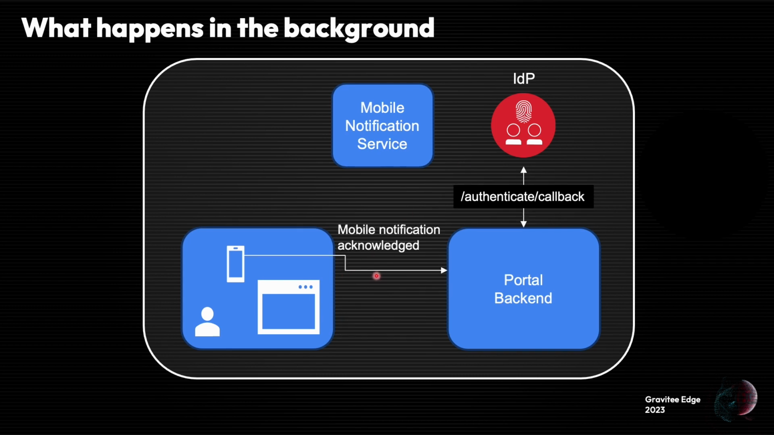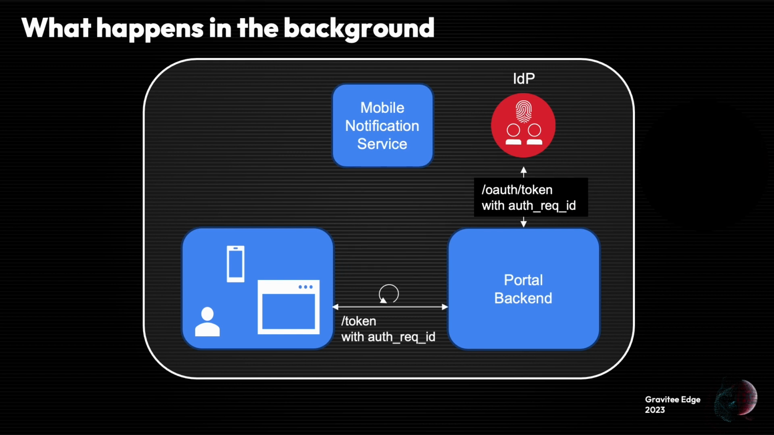So this time, when the user confirms the notification on mobile, the request goes to the portal backend. The portal backend, on receiving the acknowledgement, calls the authenticate callback endpoint on Gravitee with the TID and state in the request, as I showed in the Postman before. As the browser is still polling the token API, this time the portal backend will receive the access token from the OAuth token endpoint request, and it will send that access token back to the browser.